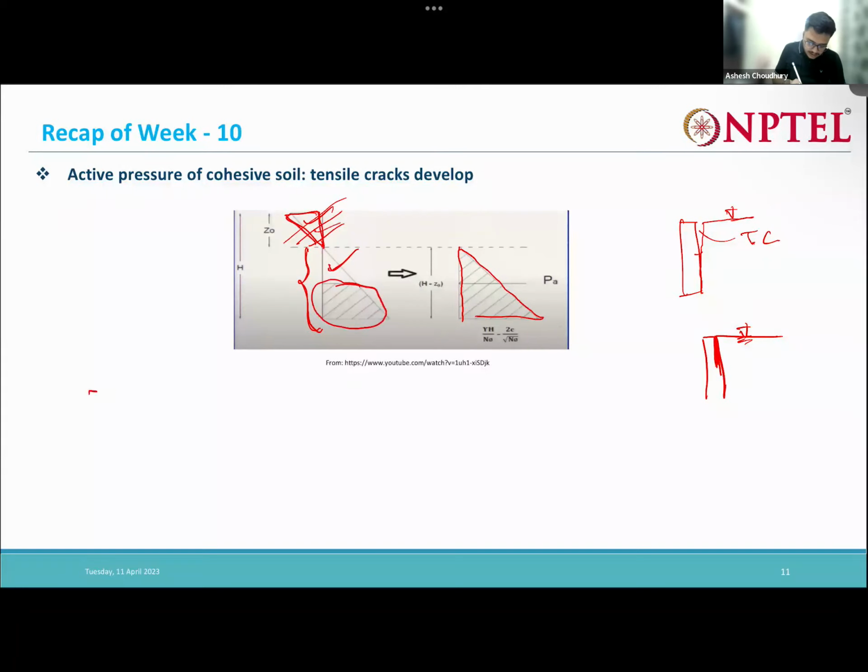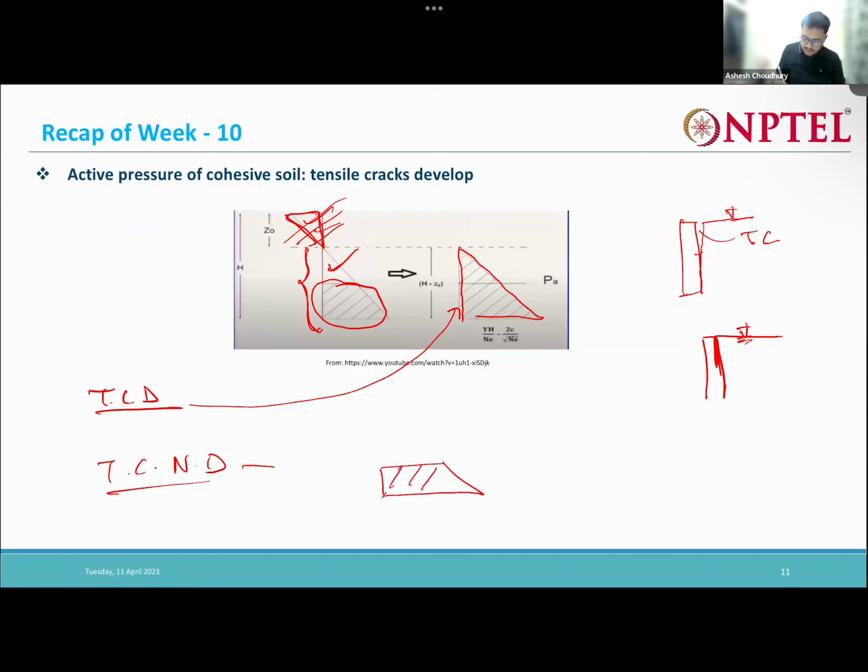Okay, so tension crack develop, this is the case. This will give you, and when tension cracks do not develop, this figure will actually give you the PA. This will be equal to this, right? So this will actually give my P.